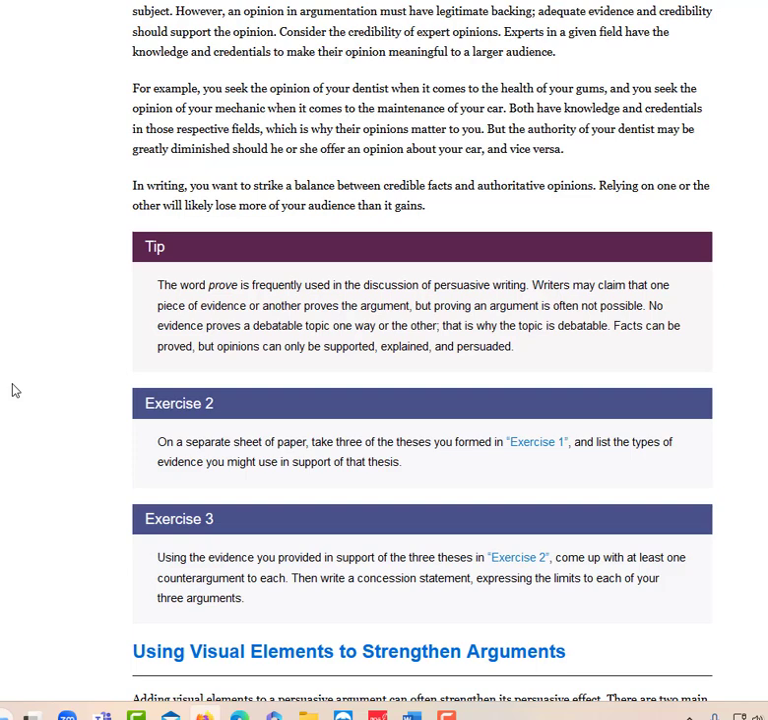The word prove is frequently used in the discussion of persuasive writing. Writers may claim that one piece of evidence proves the argument, but proving an argument is often not possible. No evidence proves a debatable topic one way or the other. That is why the topic is debatable. Facts can be proved, but opinions can only be supported, explained, or persuaded.